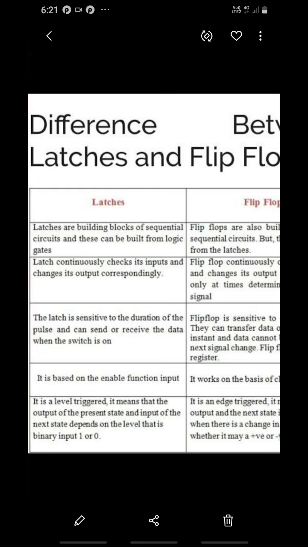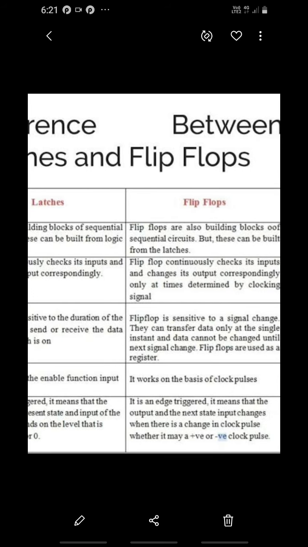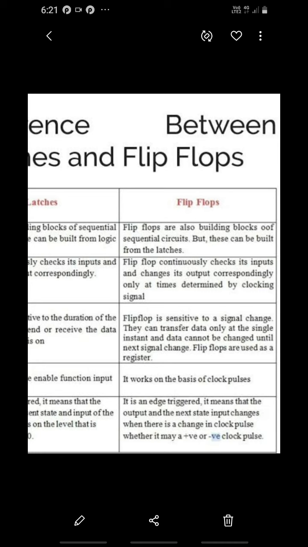A latch is level triggered. It means that the output of the present state and input of the next state depend on the level, that is binary input 1 or 0. A flip-flop is edge triggered. It means that the output and the next state input change when there is a change in clock pulse, whether it is a positive or negative clock pulse.